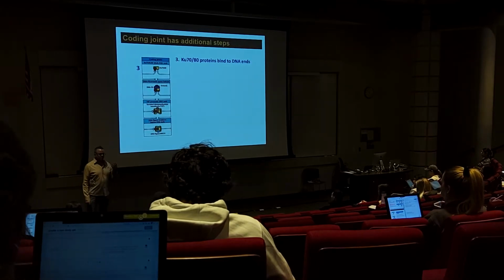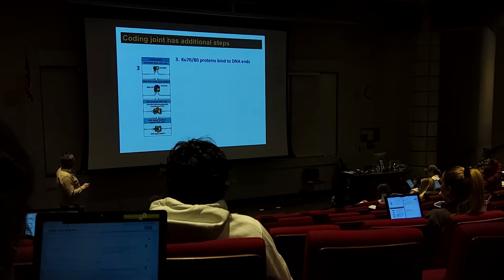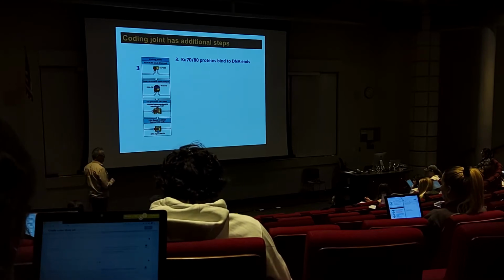Okay, but now you still want to make that HVR3. And you want to make it a sloppy joint, right? And so you have the Ku70/80 proteins bound to this, and they form little loops of DNA. And this is the first step of making this sloppy joint.